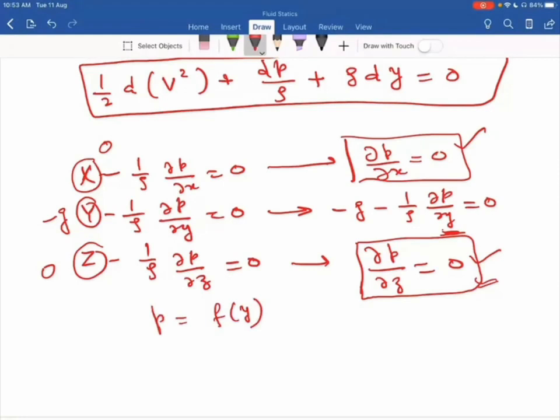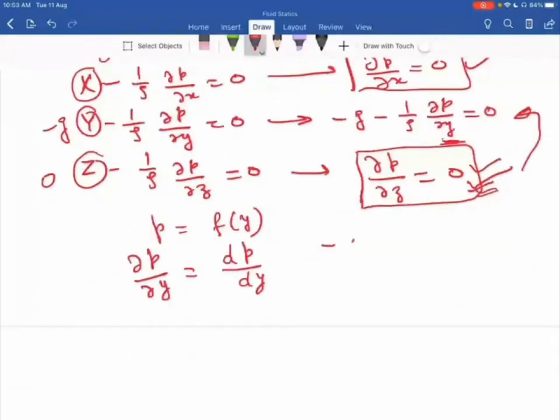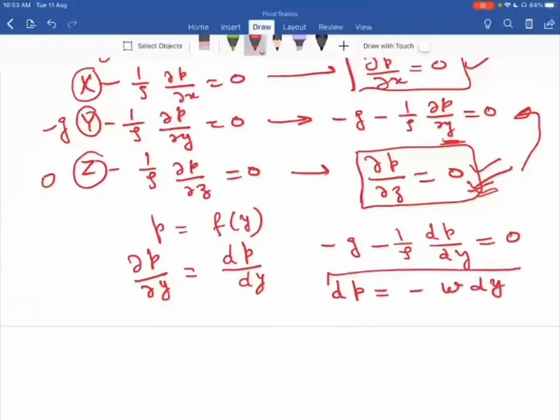So that means by using these two equations, ठीक है, you can replace the partial derivative ∂p/∂y by the exact derivative, ठीक है। So now you can write minus g minus 1 by rho dp by dy equal to 0, or from here you can write your hydrostatic law dp is equal to minus w dy, ठीक है। So in this way you can also derive hydrostatic law from Euler's equation.